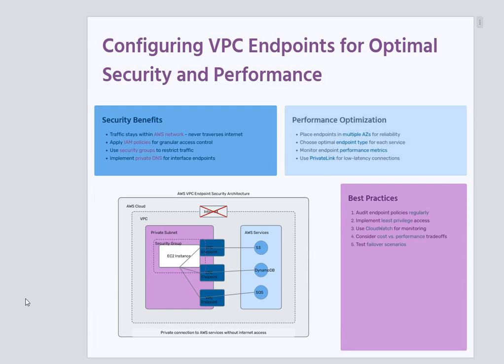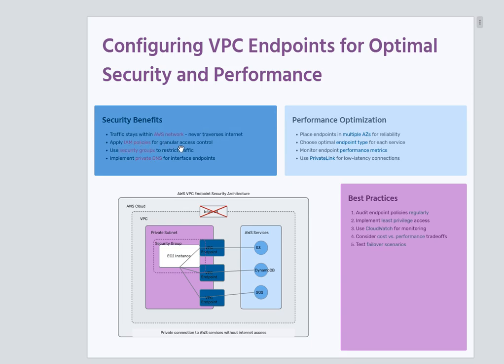Let's talk about how we're going to configure a VPC endpoint for optimal security and performance. Here are the benefits. Let's see what the security benefits are. Traffic stays within the AWS network and never traverses the internet. So this traffic stays inside AWS, so it's secure. It doesn't go through the internet. That's a good security feature.